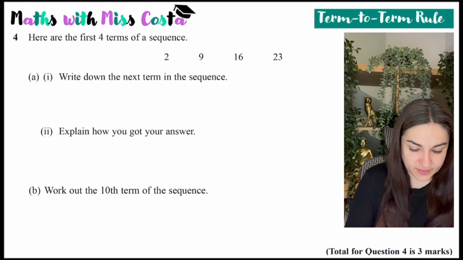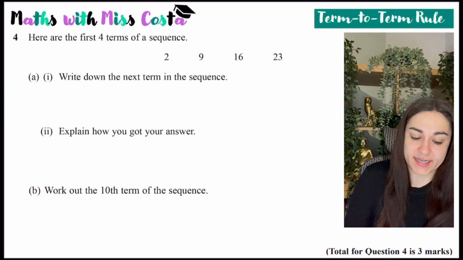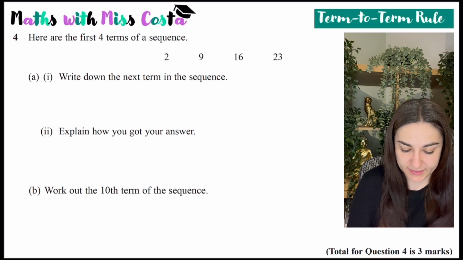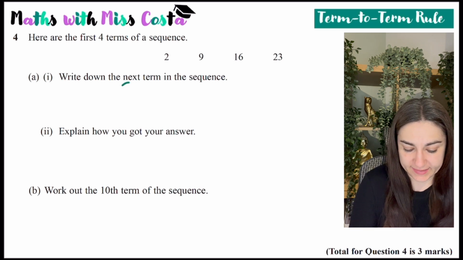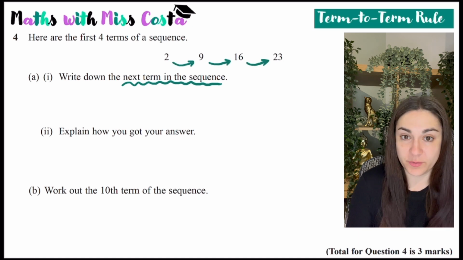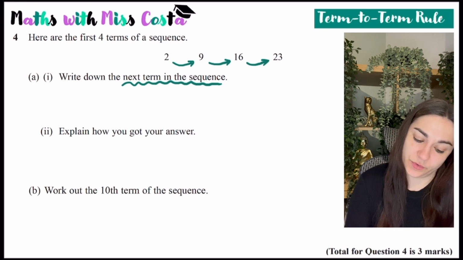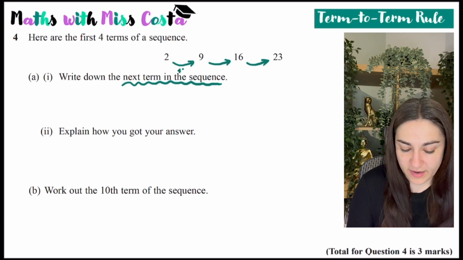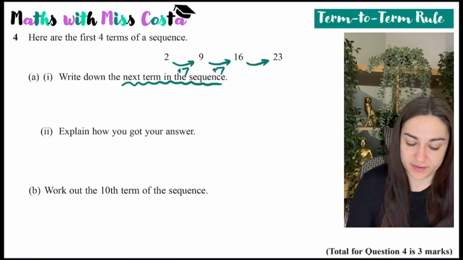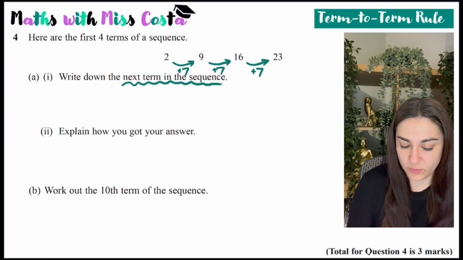Okay, next I've got a sequence. I'm told that here are the first 4 terms of the sequence, and I need to write down the next term. Whenever I've got sequences, I can just look to see what's happening. How am I getting from one term to the next? What do I do to get from 2 to 9? I'm adding 7. From 9 to 16, I'm also adding 7. From 16 to 23, I'm also adding 7.